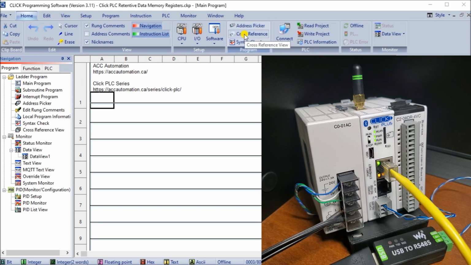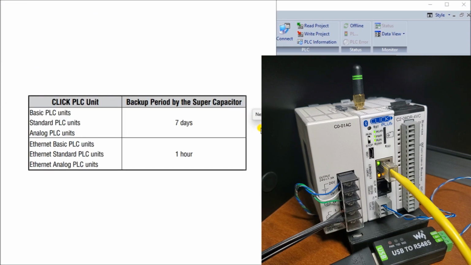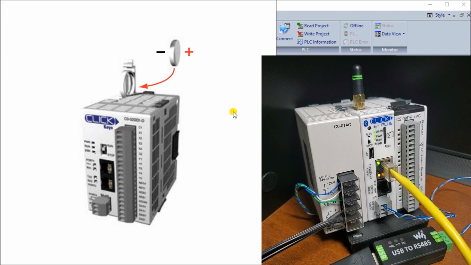And what we can do is, if we look at the regular Click PLCs, you see the only difference is that it has a lever on the top of it, and we open that up and the negative side goes in. So again, that's how we install the battery.